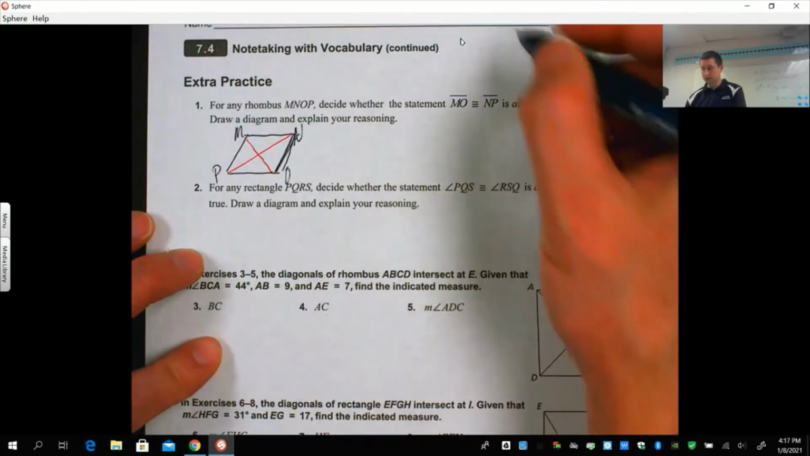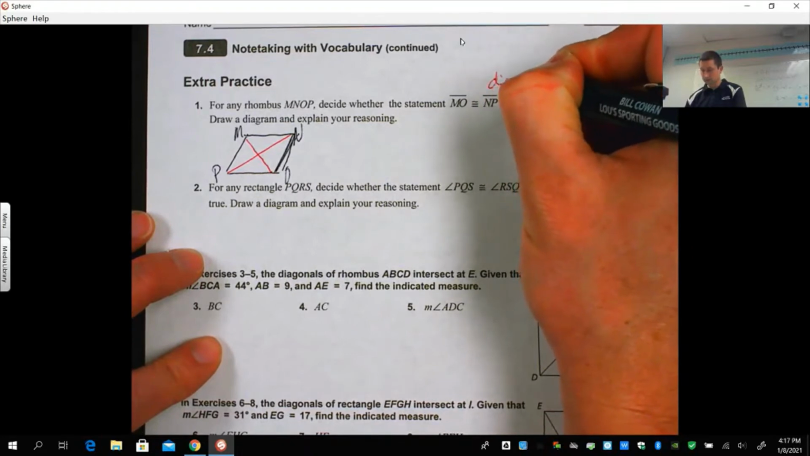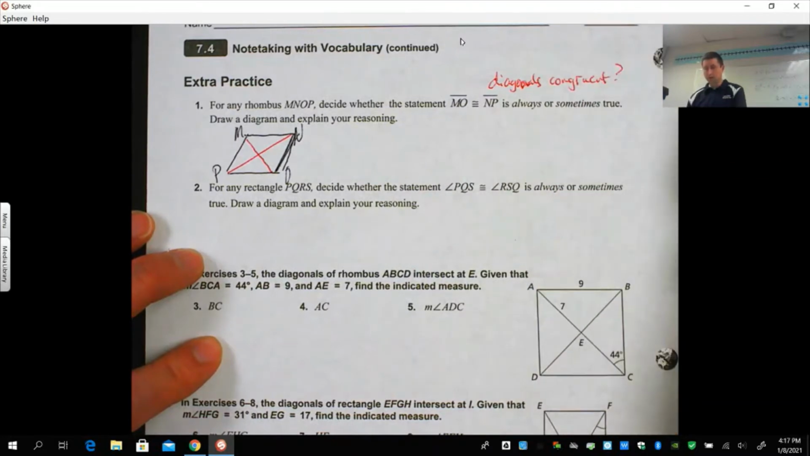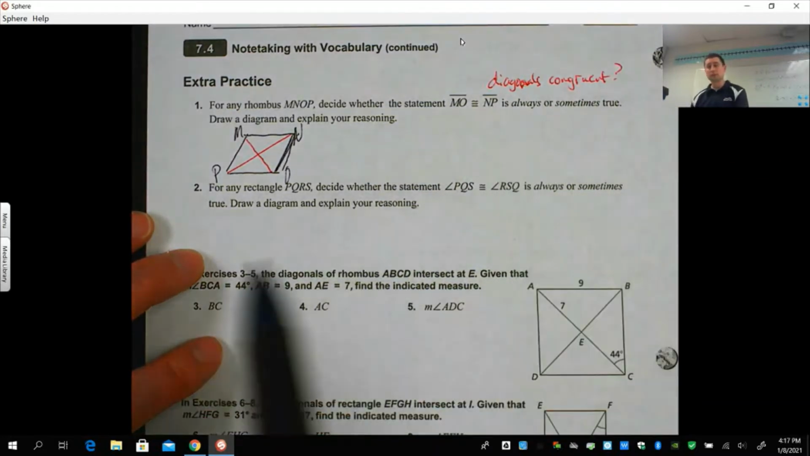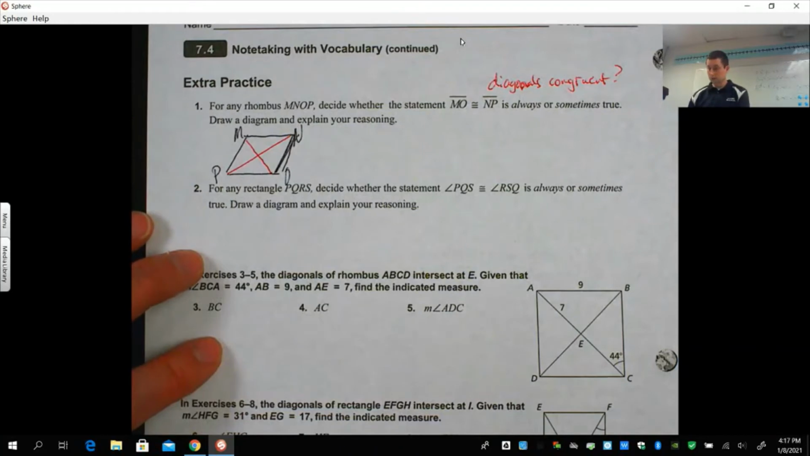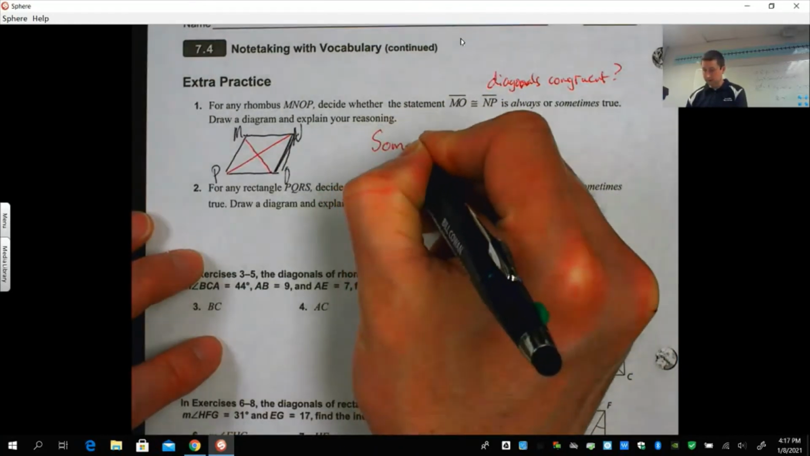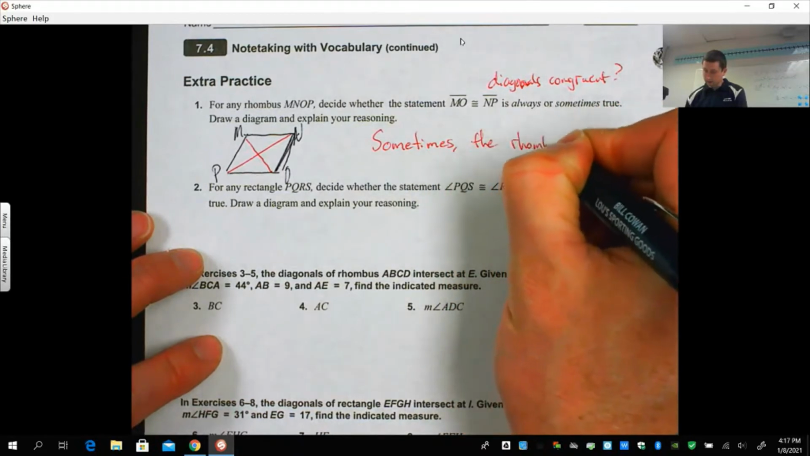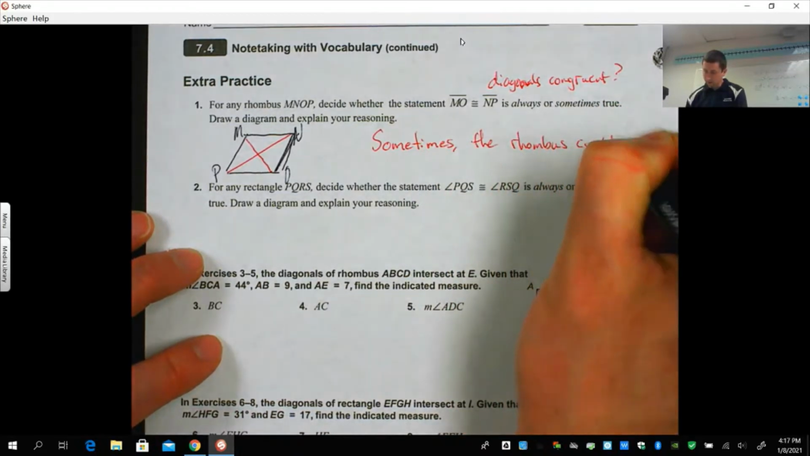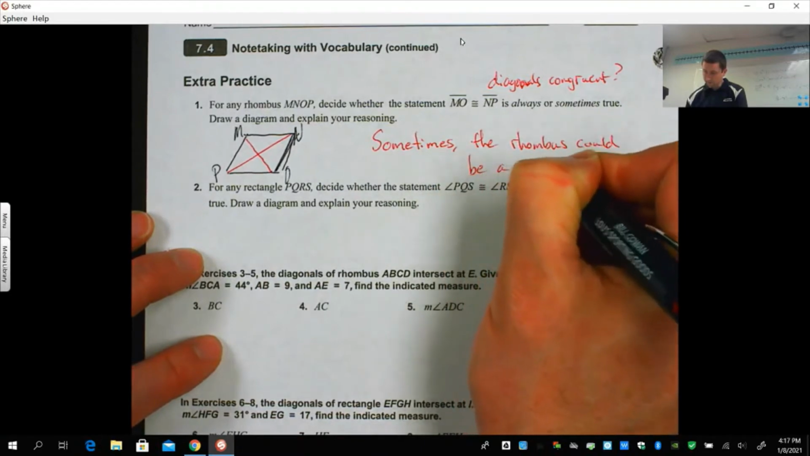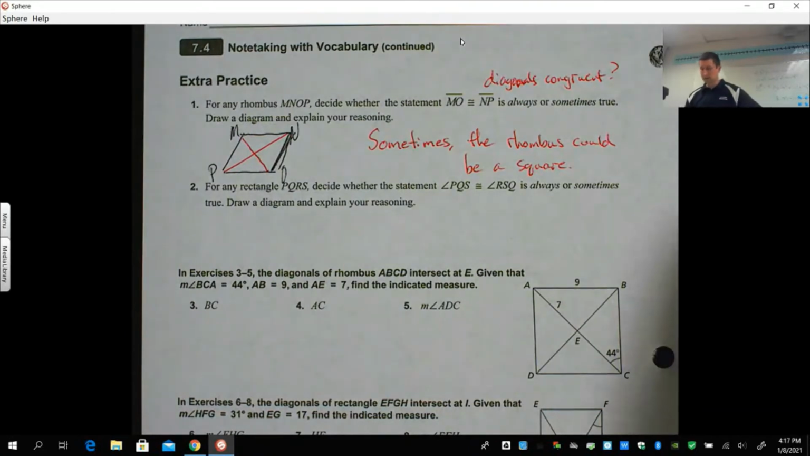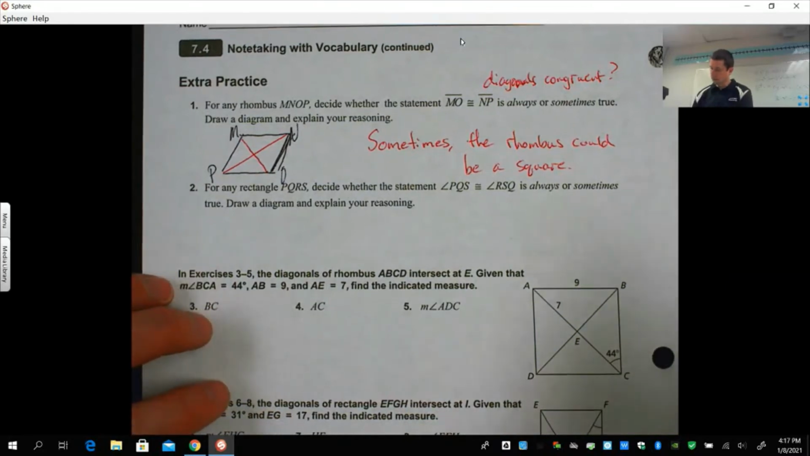So are the diagonals congruent? Well, in just a rhombus, no. But if the rhombus becomes a square, then it would be. So we would say sometimes, and our explanation is the rhombus could be a square. Okay, they didn't give us the most specific word. They just said it's a rhombus. Kind of like saying we just have a quadrilateral. There's lots of different types of quadrilaterals.